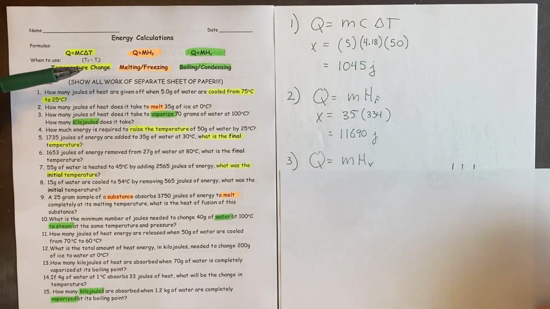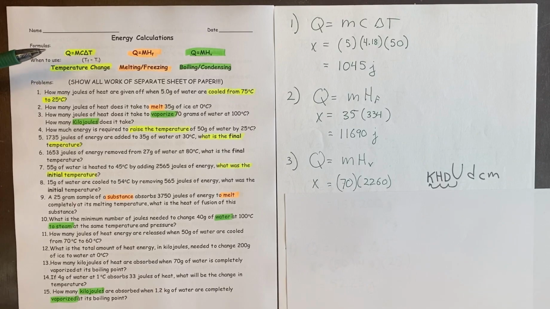They then tell me I have 70 grams of water. The HV for water is 2260. I look it up on the reference table if I don't have it memorized. I multiply the two together and I get 158,200 joules. That answers the first part of question 3.